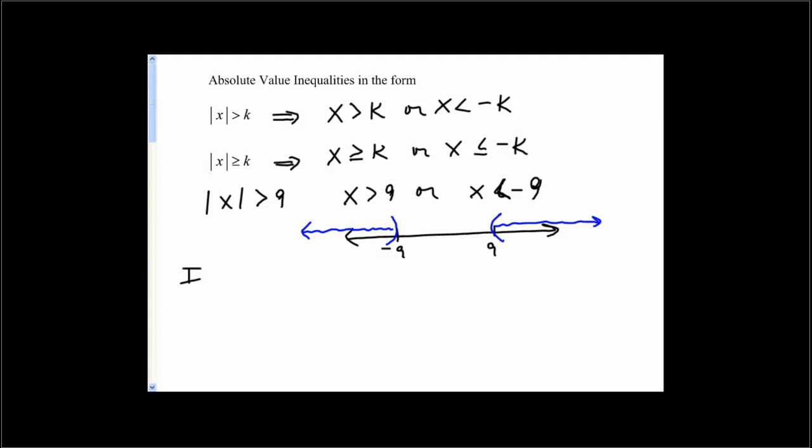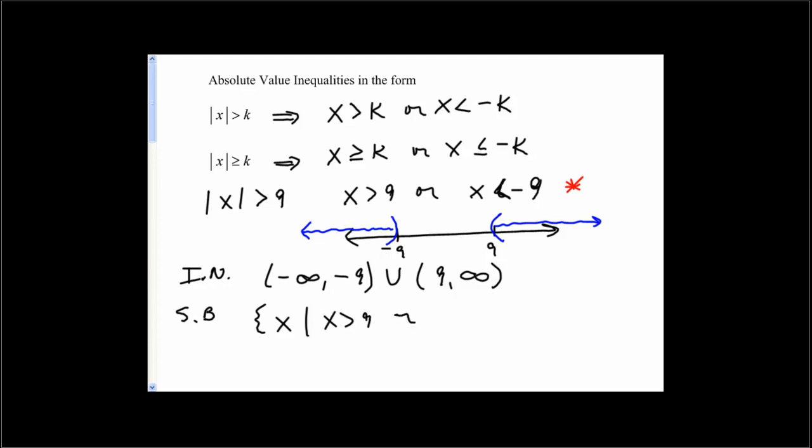The interval notation will be from negative infinity to negative 9, and we'll union that with 9 to positive infinity. Set builder notation, all x such that, and again we're going to use our inequalities up here, x is greater than 9 or x is less than negative 9.